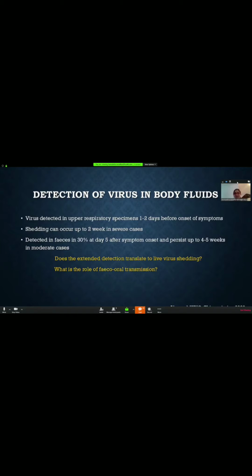But the question that we don't know the answer for is whether the extended detection translates to true viral shedding, as we said, particularly in feces, and whether that contributes to a certain level of herd immunity. I guess it's too early to decide that. And also, what is the role of fecal-oral transmission in such a scenario?